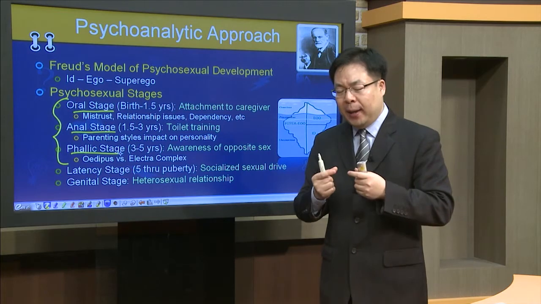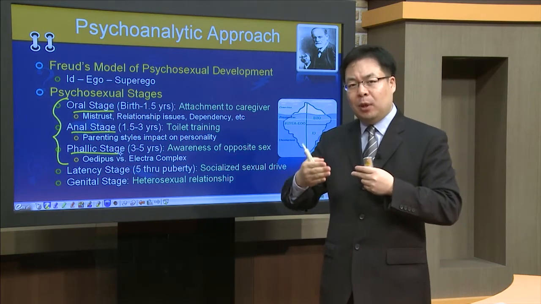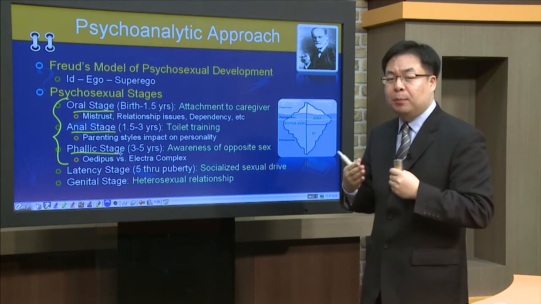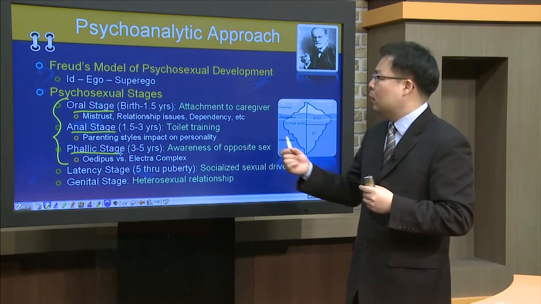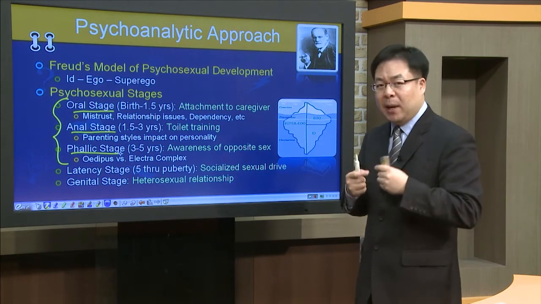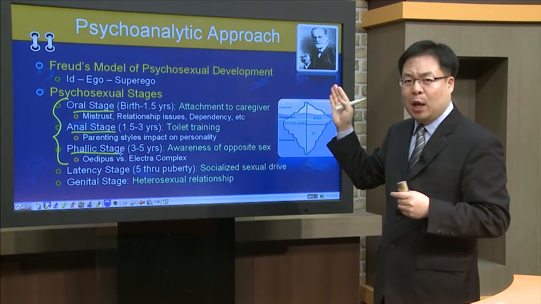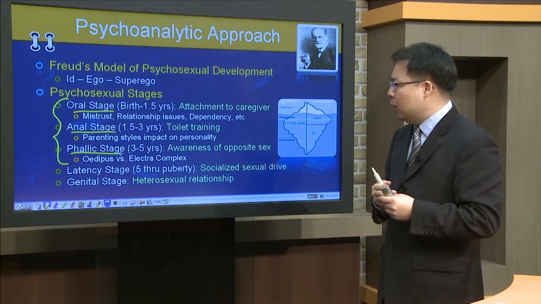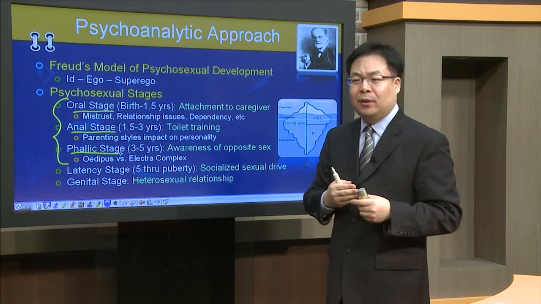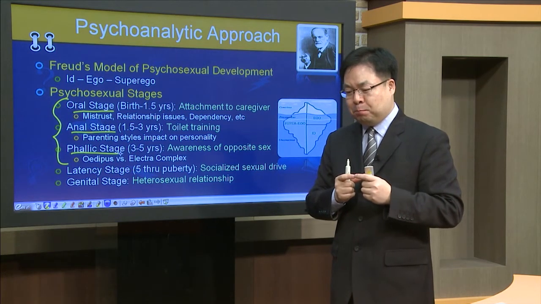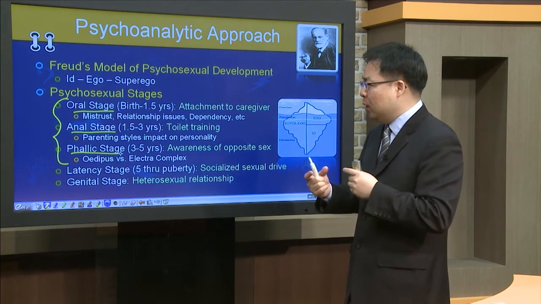So when a baby is able to have a very secure and safe attachment to the caregiver, the baby will grow as a normal person. But he believed that if the baby does not experience secure attachment to the caregiver, then mistrust, relationship issues, and dependency will be a big issue, not only in this period, but also later in that person's life. And then the anal stage and toilet training, because that is one of the major tasks as well. From birth to 1.5 years, a baby is pretty dependent on the caregiver, and their life is cared for by the parents. So the parenting is very important.